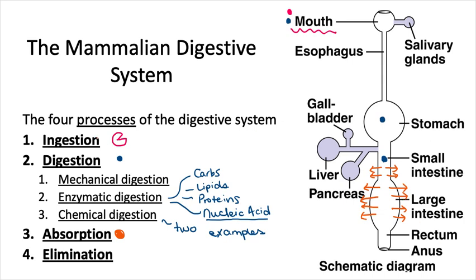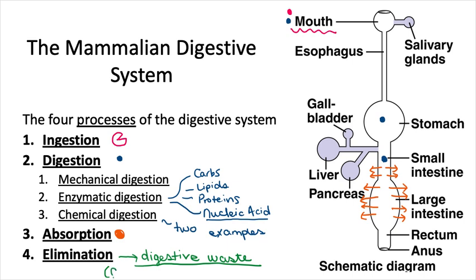And then finally, elimination is the removal of digestive waste. Let's see if I can, nope, we don't have any brown color. I'll use green. Elimination is the removal of our digestive waste. Our metabolic waste comes from metabolism end products in our cells, and that gets carried through our bloodstream and excreted by our kidneys and our excretory system. The products of digestion, however, is feces.